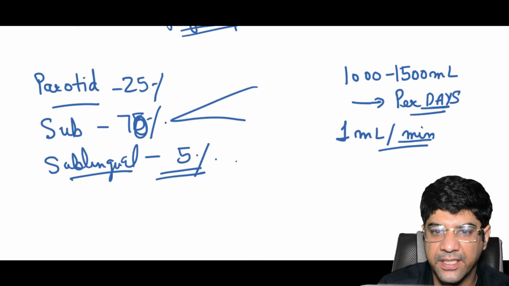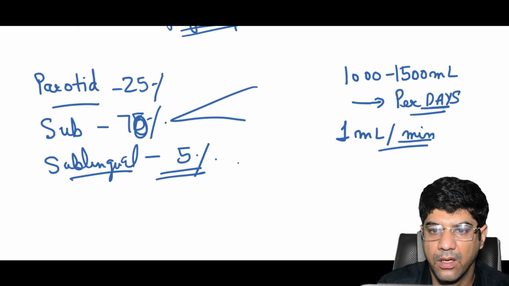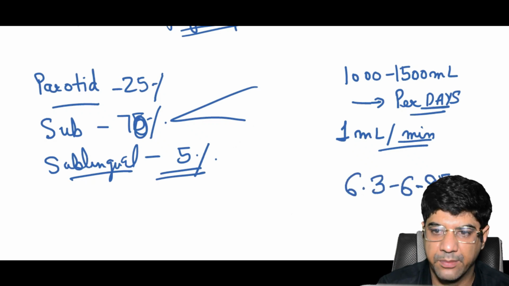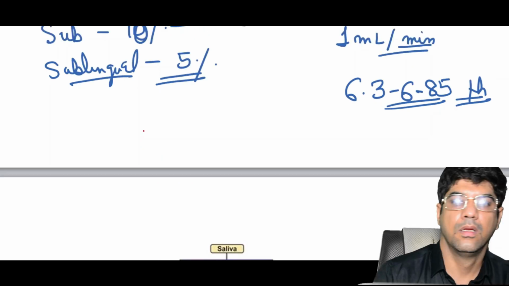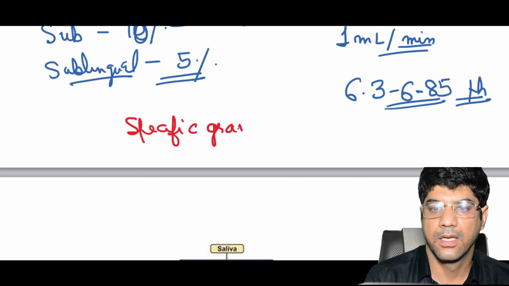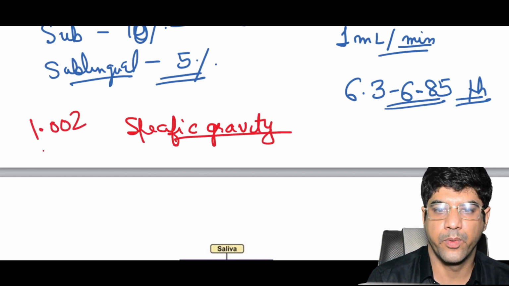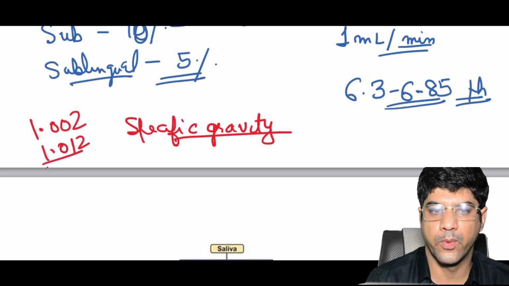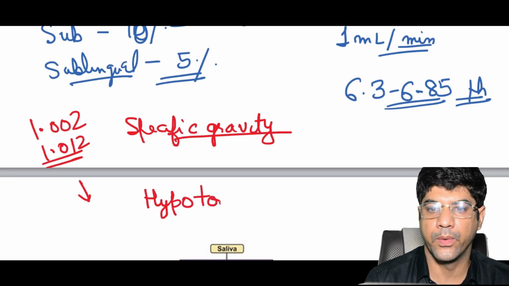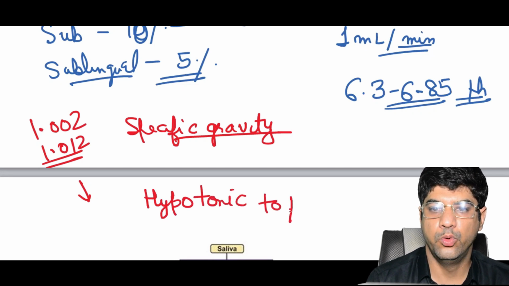Now remember, what is the pH of mixed saliva from all glands? It is 6.85. Now the specific gravity of saliva ranges from 1.002 to 1.012. So saliva is hypotonic to plasma.